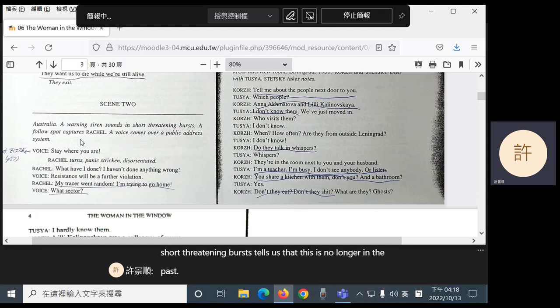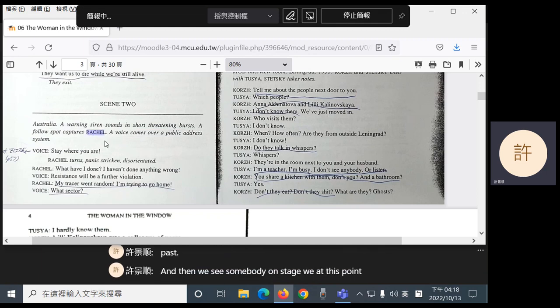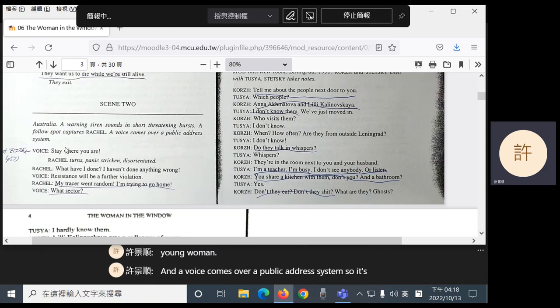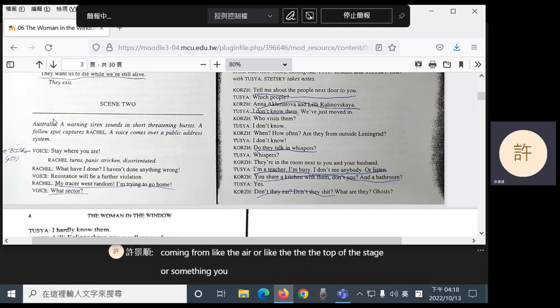And then we see somebody on stage. At this point, we don't know that her name is Rachel, right? We only see a young woman. And a voice comes over a public address system. So it's coming from like the air or like the top of the stage or something. You don't see a person talking to Rachel. We talked about this part. A tracer. To trace something is to follow something or someone. So a tracer looks like a kind of object that could follow a person or pinpoint a person's location. 追踪器.